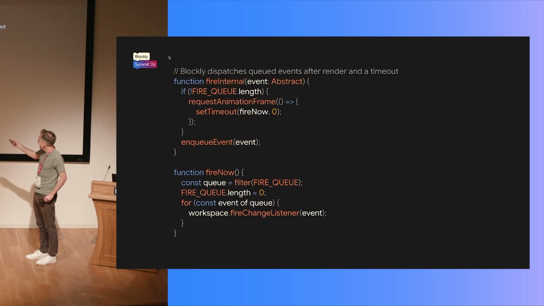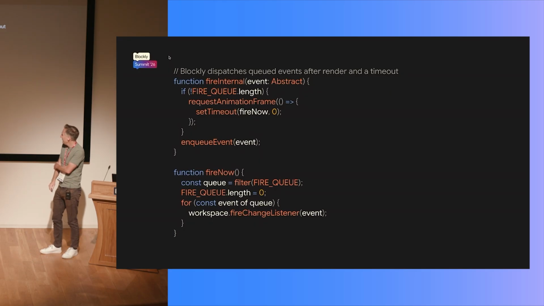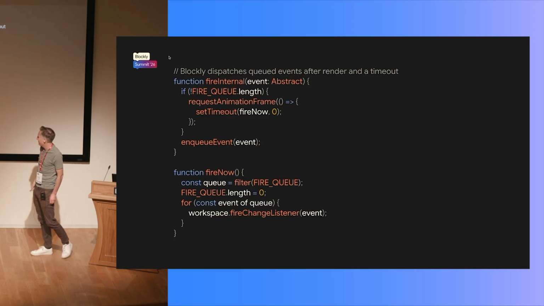What I had to deal with was that a lot of times the tests rely on events, but because the events are delayed by an animation frame and a timeout, you have to make sure the tests wait for them. So this is just an approximation of the Blockly code.